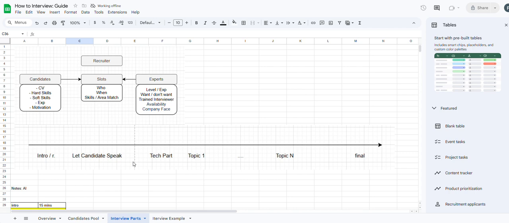Now we have the main stage. We have all the different topics that we need to verify. So we are going through the topics, and when we go through the topics, we could use different kinds of approaches to jump from one topic to another.